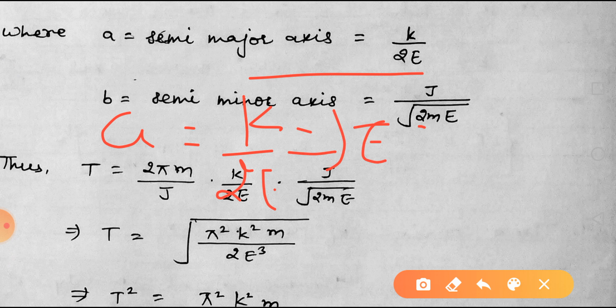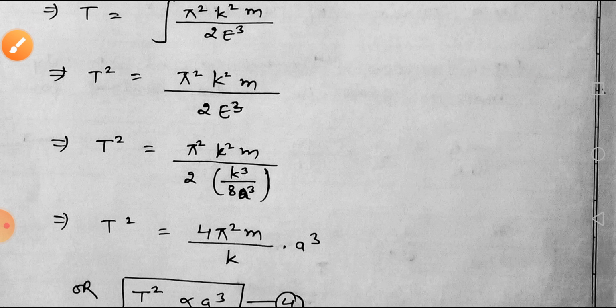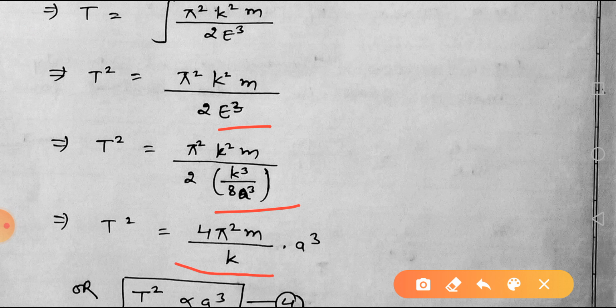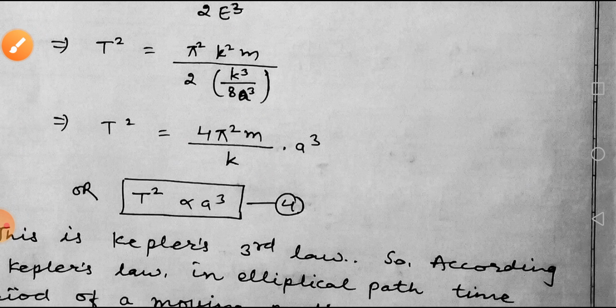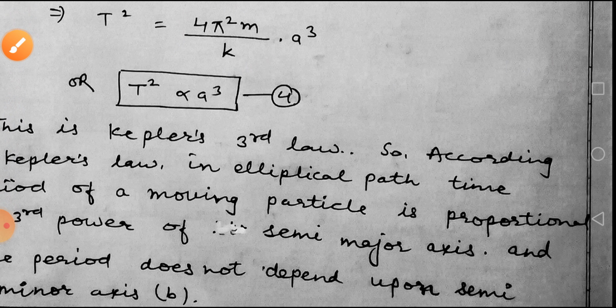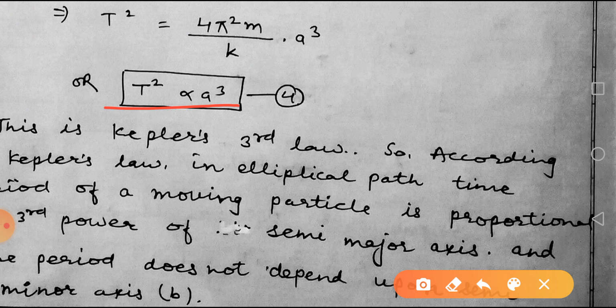So energy E is equal to k upon 2a. Put the value of energy k upon 2a here. So we get k cube upon 8a cube. Solve all the values and we get T square is equal to 4 pi square m upon k times a cube, that is a constant term. So T square is proportional to a cube, that is Kepler's third law.